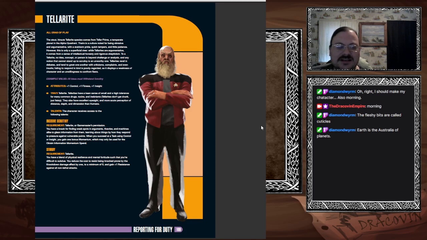And when you make a task with control or insight, you get bonus momentum. It's used for obtaining information with momentum spending. You basically get an extra bit of information when you're very successful at a task that involves control or insight. You get more information because you want to get more information. And then the sturdy are more resilient. It's harder for you to knock down, reducing knockdown damage by 1, and you get +1 resistance against non-lethal attacks. Tellarites are just sturdy people.